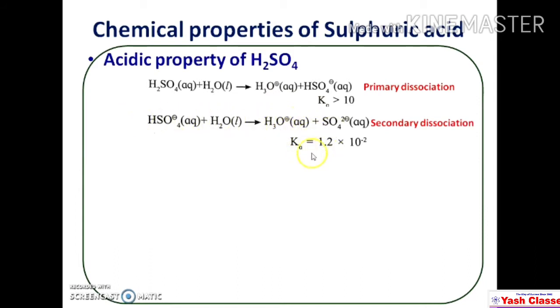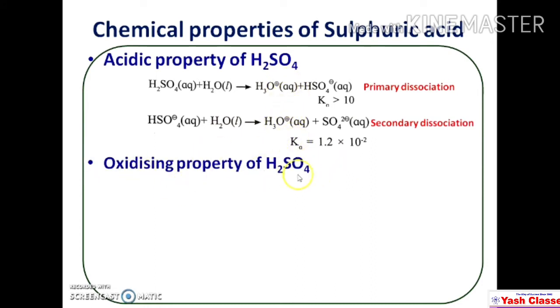This is the secondary dissociation, and for this second step, the dissociation constant is 1.2 into 10 raised to minus 2. So the dissociation constant for the second step is less than that for the first step, and therefore we can say that HSO4 minus is a weaker acid than H2SO4. So these two reactions indicate that sulfuric acid is a strong acid and dissociation takes place in 2 steps.